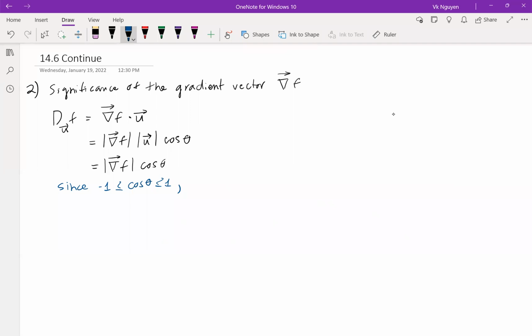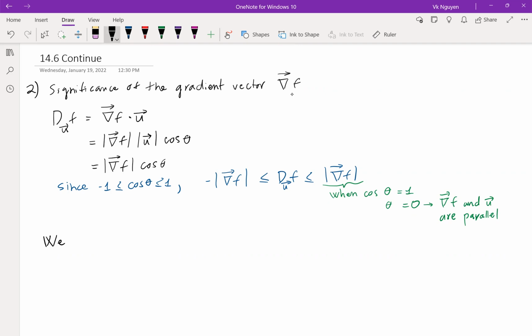What do we know here? We know that the directional derivative is between negative the magnitude of the gradient vector and positive the magnitude of the gradient vector. When the angle is 0, it tells us that the two vectors are parallel. We see that the maximum rate of change is going to be the magnitude of the gradient vector.